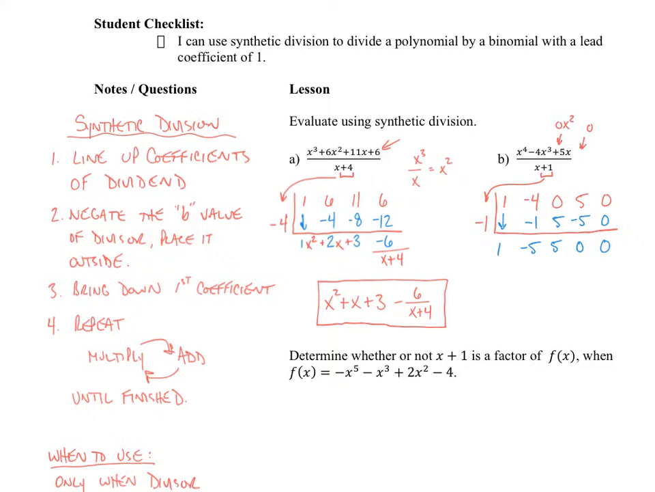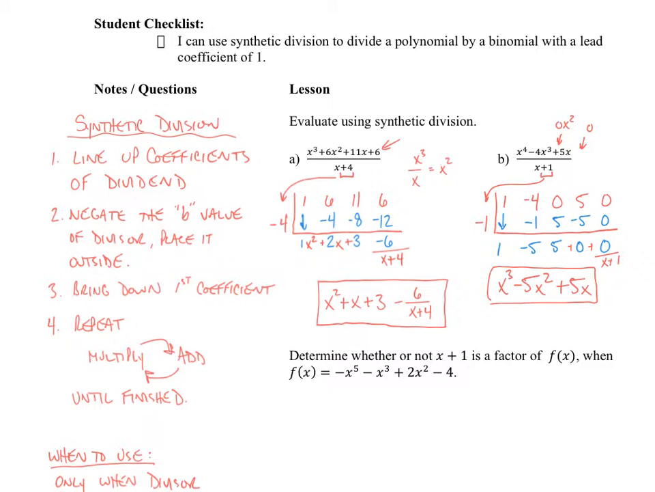Okay, so I started with a 4th degree polynomial, and I divided it by a linear polynomial. So this will end up being a 3rd degree polynomial. So my answer is 1x cubed minus 5x squared plus 5x to the 1st. And I really do have a plus 0 over x plus 1. But in this case, because those are zeros, I don't need to write them. So this is my final answer here.